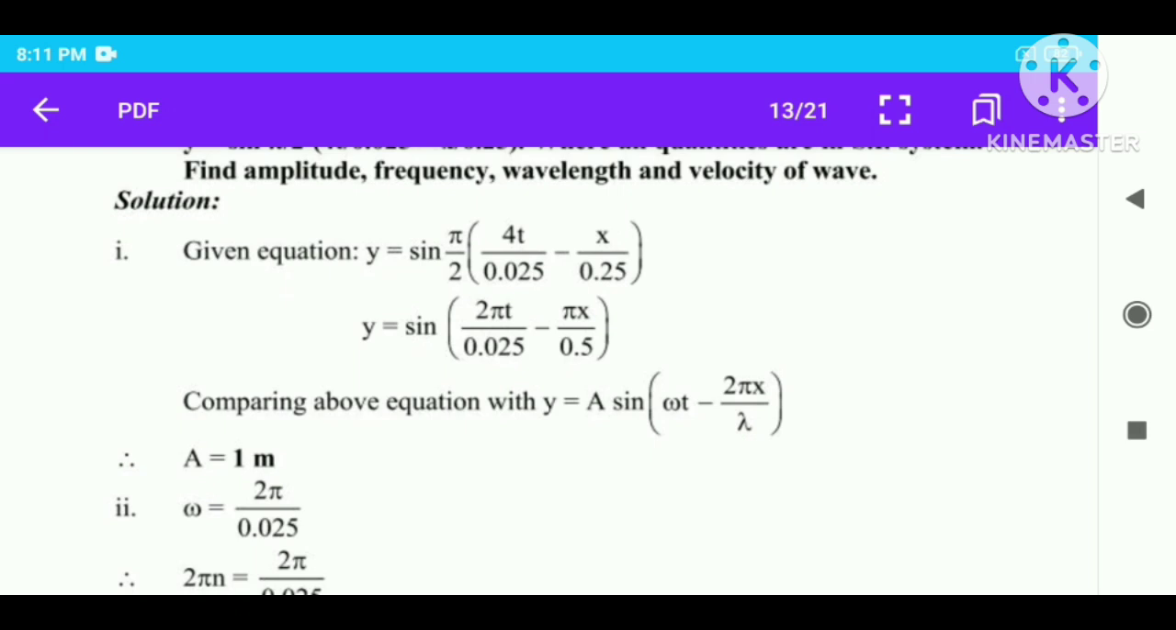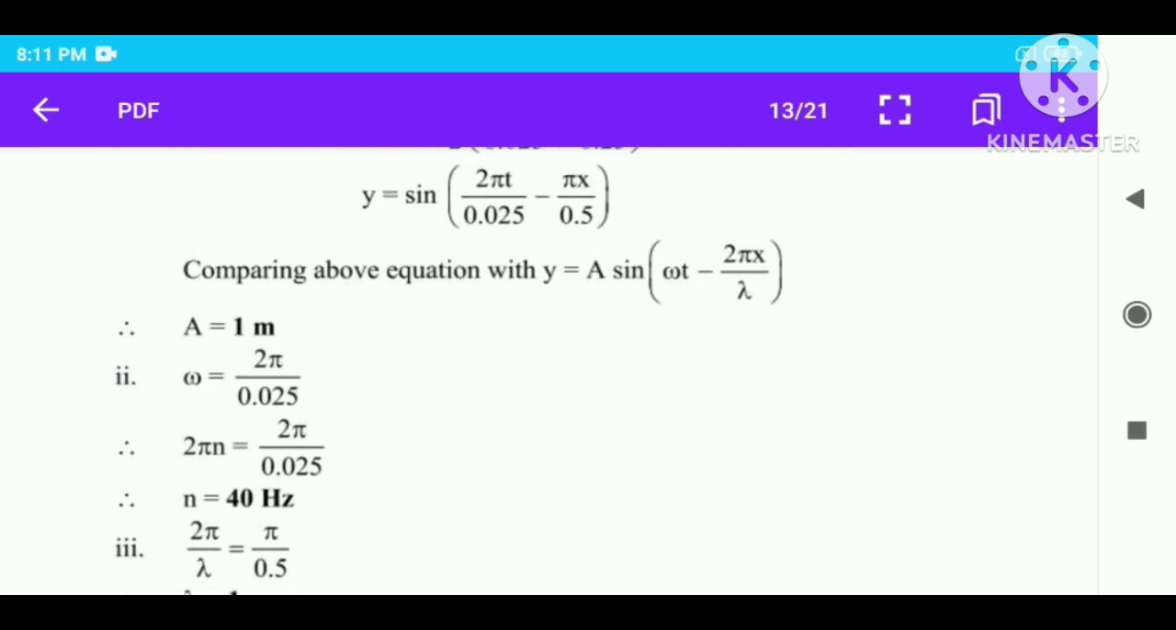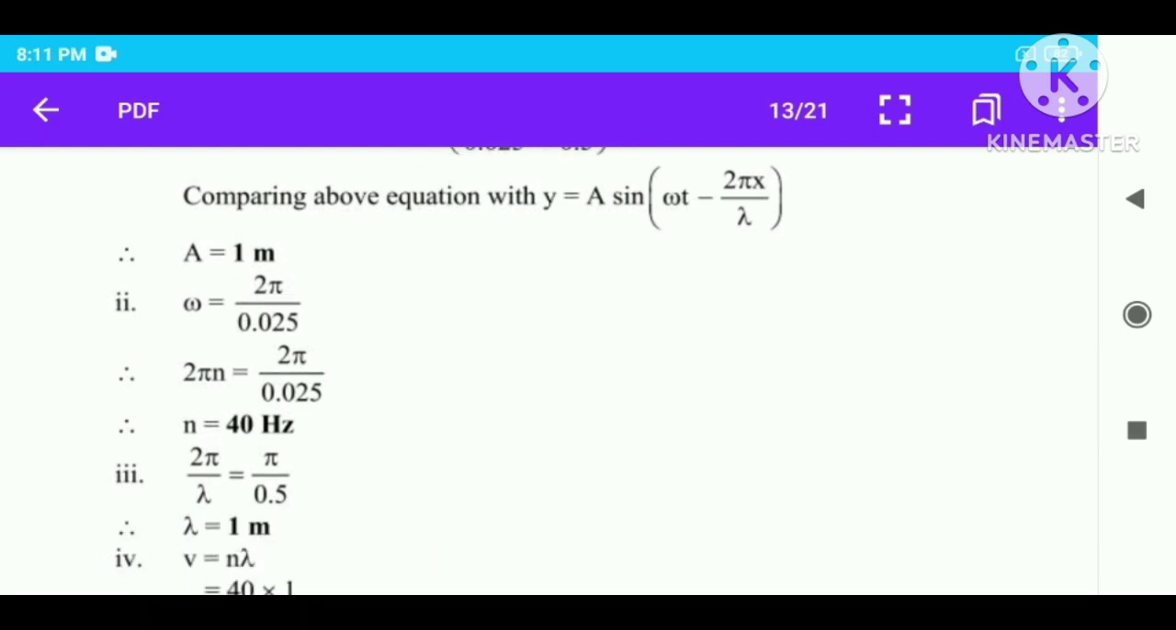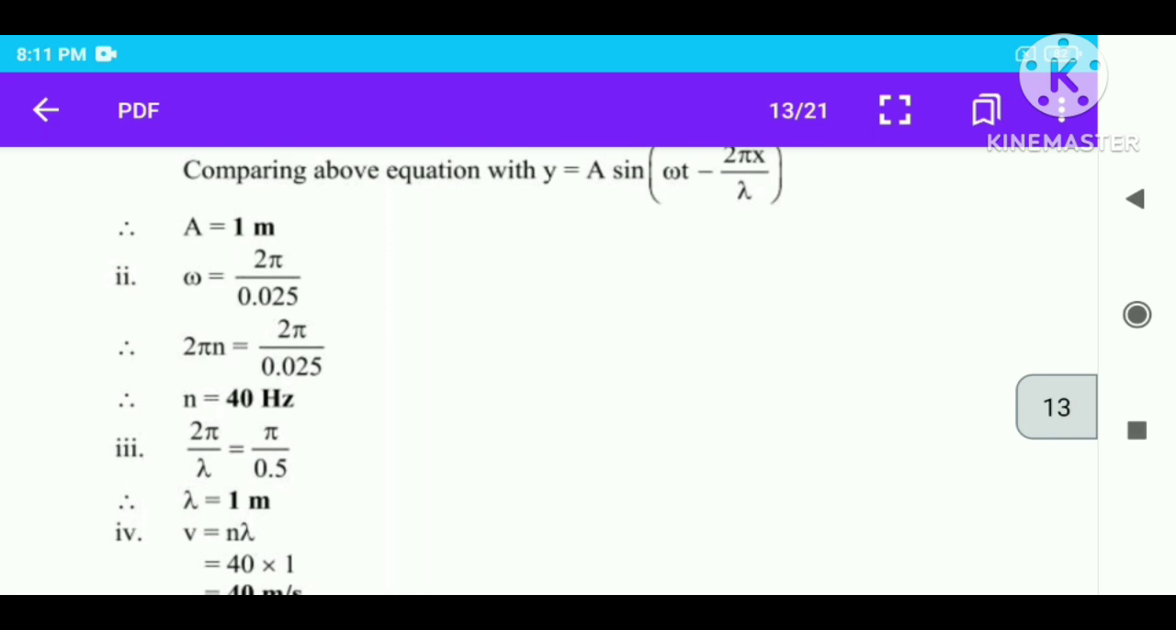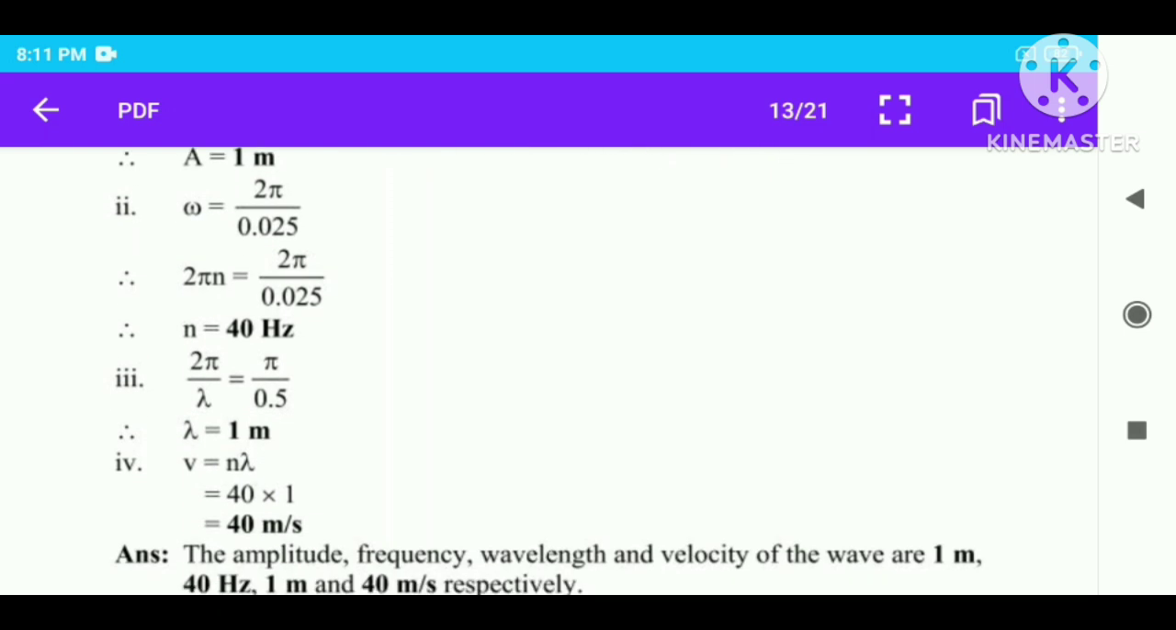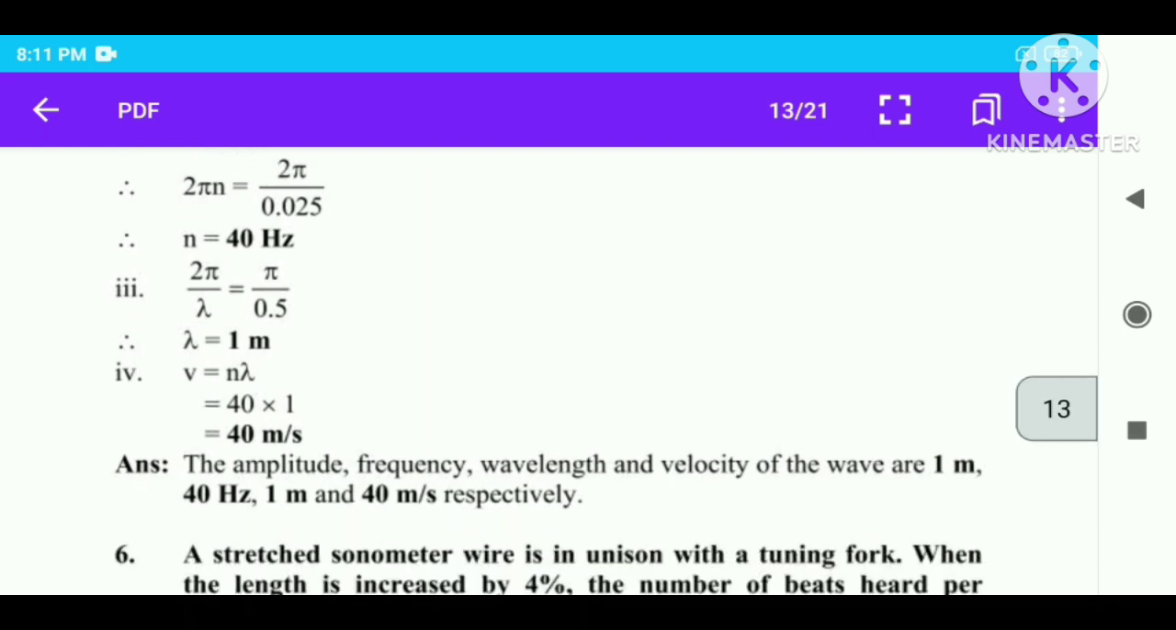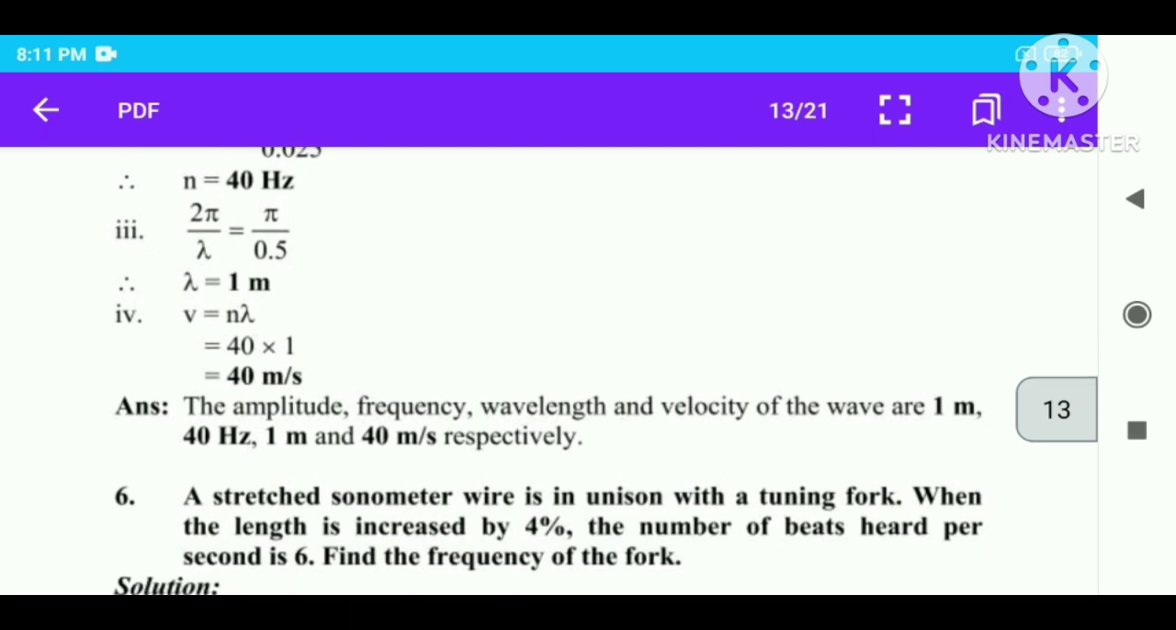Comparing the above equation with y is equal to a sin bracket omega t minus 2 pi x divided by lambda, therefore a is equal to 1 meter. Second, omega is equal to 2 pi divided by 0.025. Therefore 2 pi n is equal to 2 pi divided by 0.025. Therefore n is equal to 40 hertz. Third, 2 pi divided by lambda is equal to pi by 0.5. Therefore lambda is equal to 1 meter. Fourth, v is equal to n lambda is equal to 40 into 1 is equal to 40 meter per second.